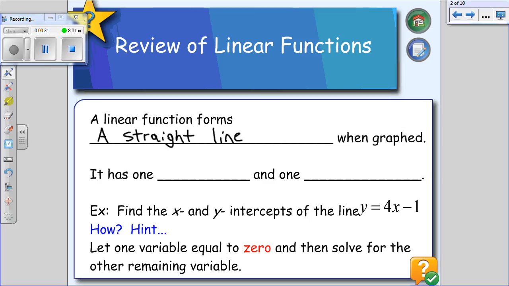So if you have just a graph and you see that it's a dead straight line, you know you have a linear function. You don't even need the function. You can figure it out from the fact that it's just a straight line. It has one blank and one blank. Any suggestions?